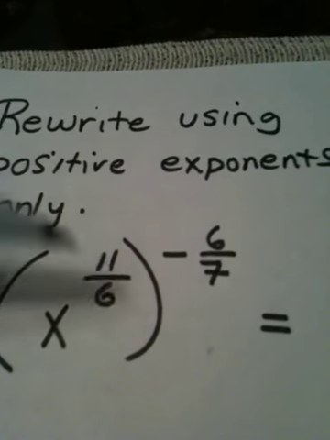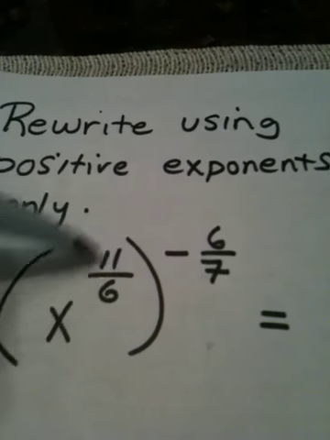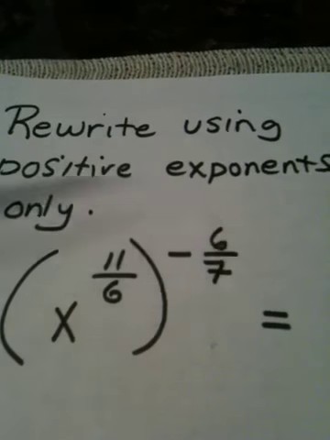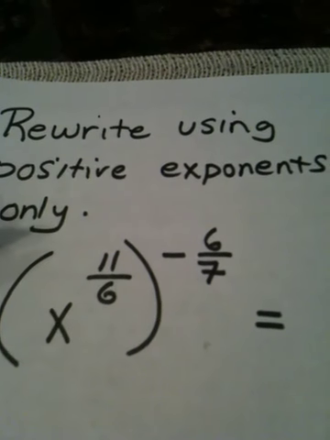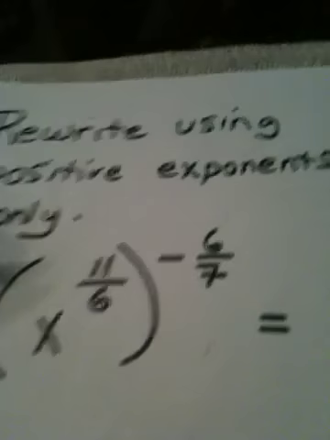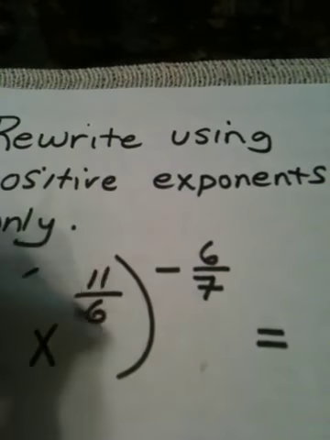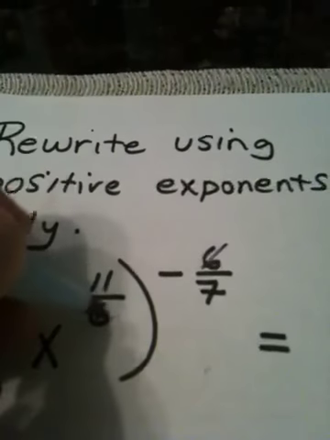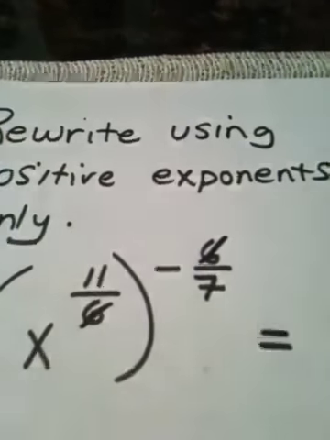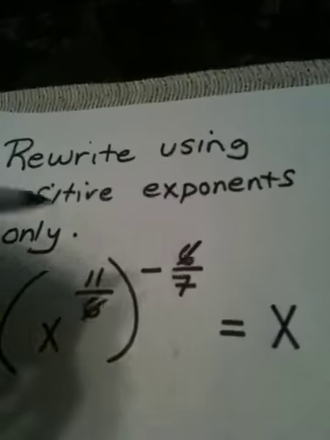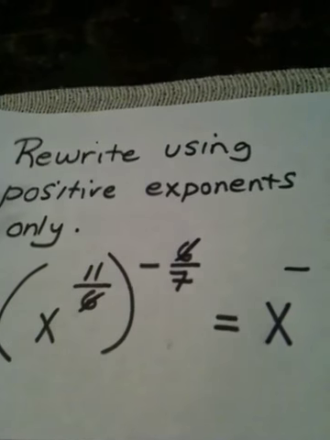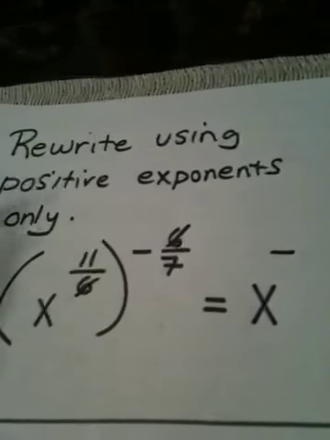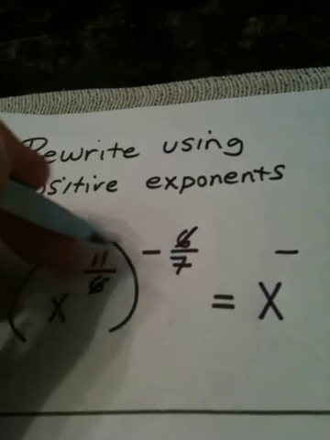Using laws of exponents, when we have a power on the inside and a power on the outside, we multiply them together to get the new power. Well, when I multiply these two numbers together, the 6's cancel, okay? The base stays the same. Obviously, the answer is negative. And I have 11 over 7.